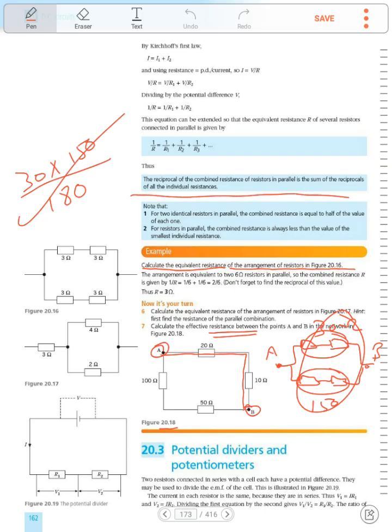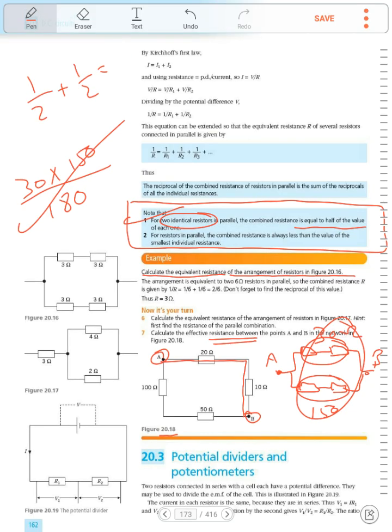Now, we have to remember these notes: for two identical resistors in parallel, the combined resistance is equal to half of the value of each one. If these are identical, we have 1 over 2 plus 1 over 2, which is 2 over 2, which is 1, and the reciprocal is also 1. So the total resistance is half of each of these, because these are identical. For resistors in parallel, the combined resistance is always less than the value of the smallest resistance.